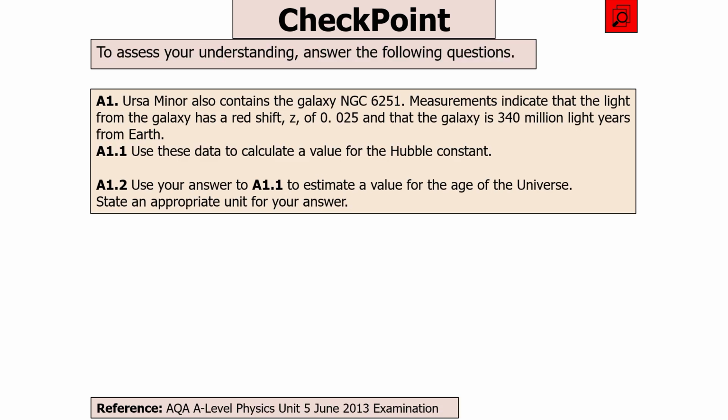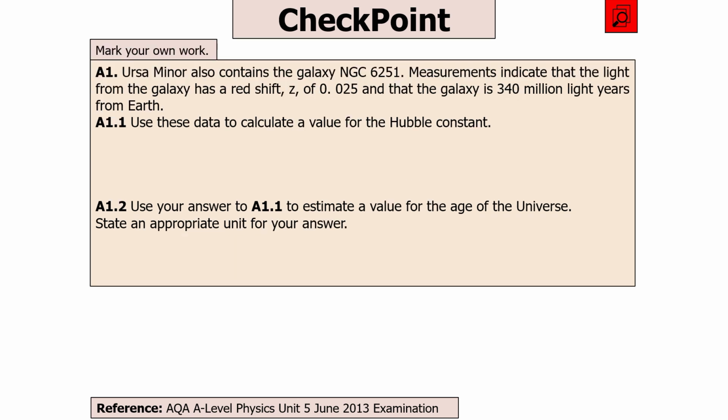The next question says Ursa Minor contains the galaxy NGC 6251. Measurements indicate that the light from the galaxy has a redshift of 0.025 and that the galaxy is 340 million light years from the Earth. Use this data to calculate a value for the Hubble constant, and then use the answer to the previous question to estimate the value for the age of the universe. State an appropriate unit for your answer. So pause the video now, then unpause the video when you want to go through your answer.